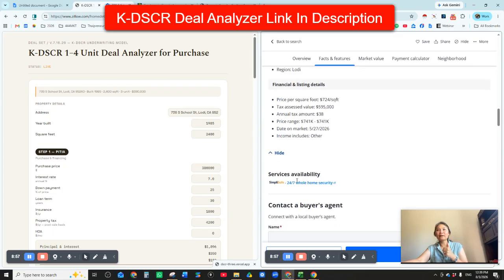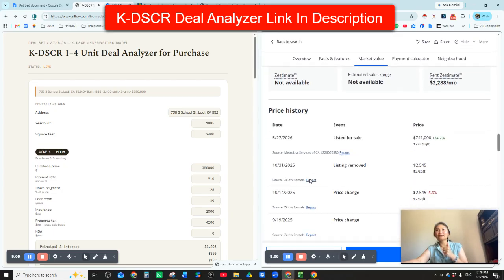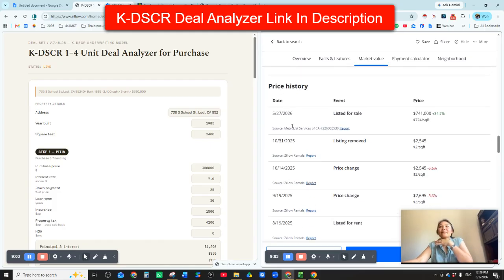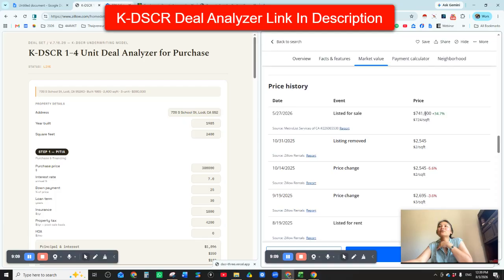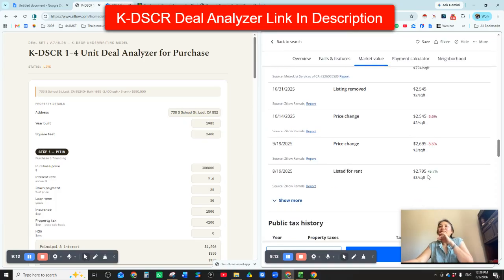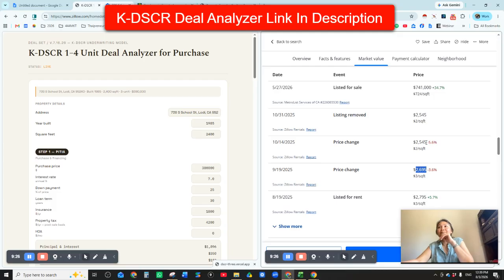What else? Here below is the history, the price listing history. It looks like they put it for rent before and then changed their mind to put it for sale instead. Here was interesting. They put it for rent in August last year at 27.95, and then next month they reduced the rent. This information could be wrong, but I'm just reading what I'm seeing here. One month later, they reduced $100 more. And finally, they decided to take it out of the rental market and put it for sale in May.